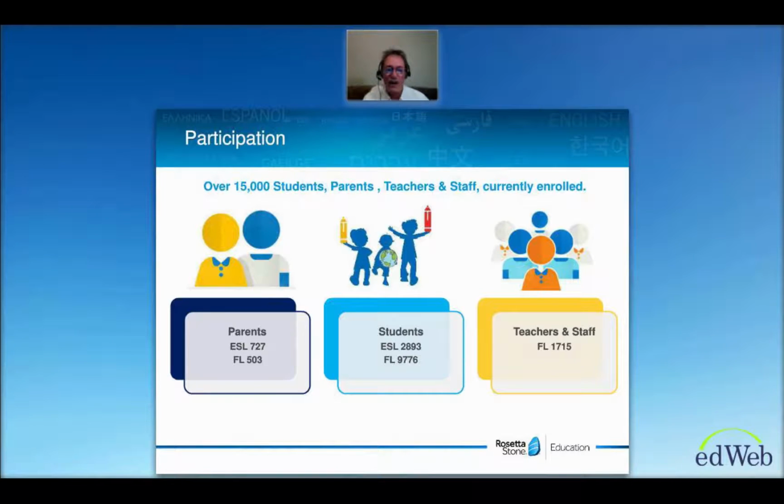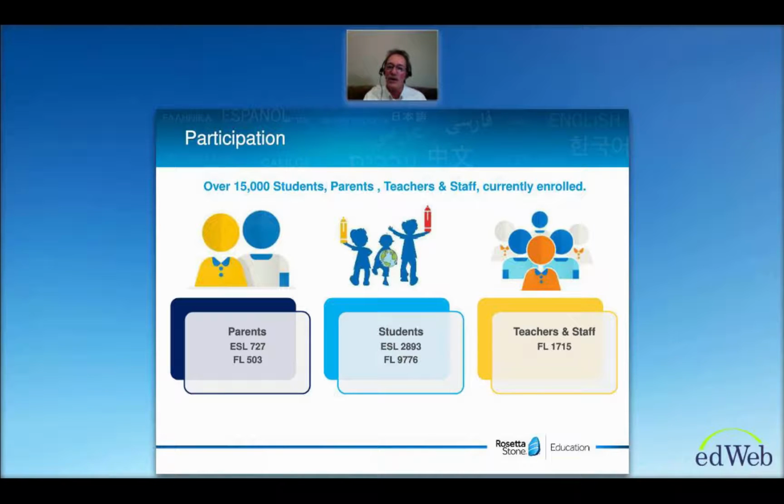And at the present time, we've got over 727 English language learning parents in our program. You'll see the FL 503 down here. We have 503 what I call general education parents, those parents within our school district that have English-speaking kids in our classes. We opened it up, once we got settled down and got our ESL parents going, to the entire parent population in Cincinnati Public Schools. And at this point, we've got 503 parents of those general education students that are learning a foreign language.